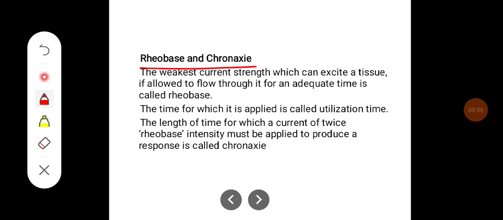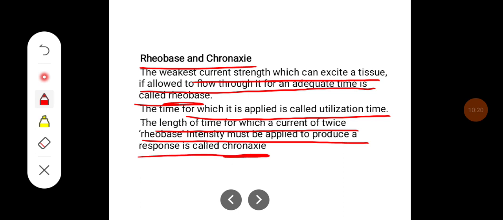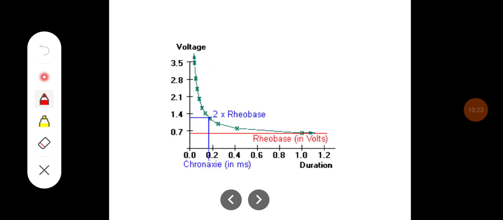Rheobase and chronaxy. The weakest current strength which can excite a tissue, if allowed to flow through it for an adequate time, is called rheobase. The time for which it is applied is called utilization time. The length of time for which a current of twice rheobase intensity must be applied to produce a response is called chronaxy.